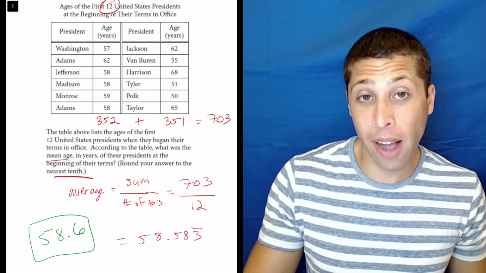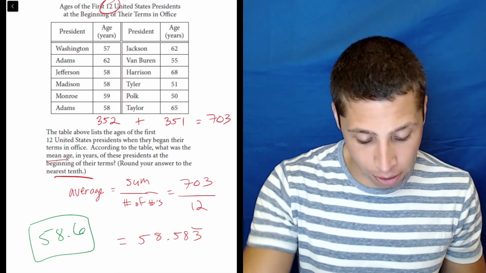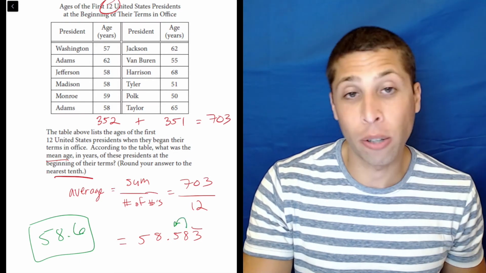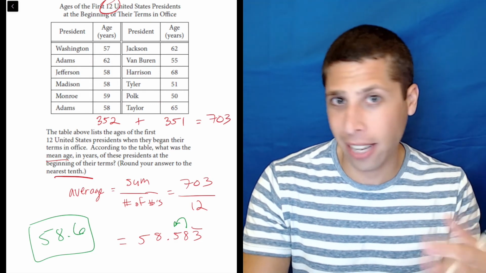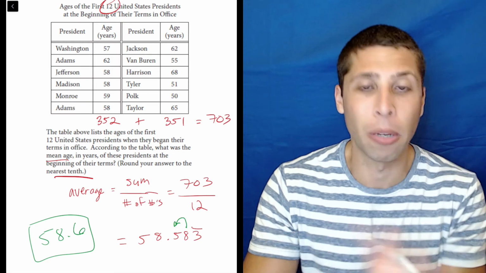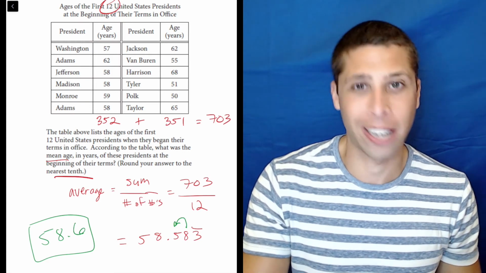If you put 58.5, they're going to mark it wrong. They told you to round to the nearest tenth, so you have to make sure you know how to round. So the 8 is going to increase the 5 to a 6. That's how rounding works. If you have trouble with that, go back to Khan Academy and just type in rounding. That's a pretty basic thing. You don't want to get a question wrong because you rounded incorrectly when you did everything else right.